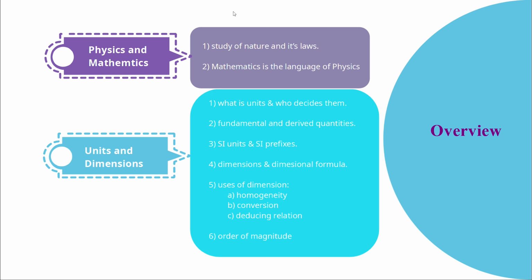We have completed the theory part of the first chapter. So let us summarize what we have completed so far. First, we have learned about physics and mathematics, where we discussed how physics is the study of nature and its laws, and why mathematics is called the language of physics. Then we came to the next part, that is units and dimensions, where we talked about units and the international body governing units. Then we talked about 7 fundamental quantities and how derived quantities are obtained from them. Then we got the idea about SI units and prefixes.